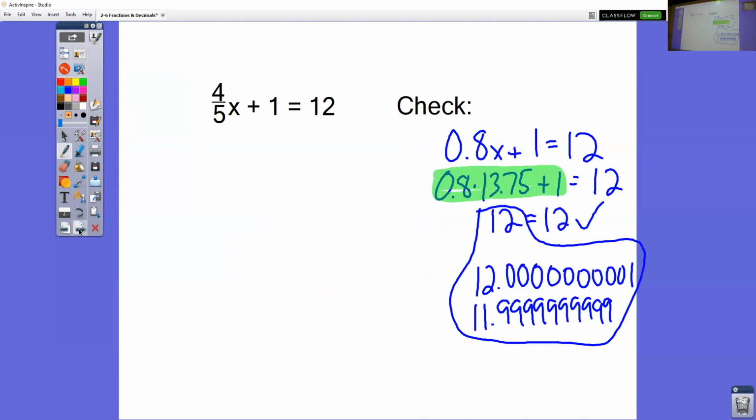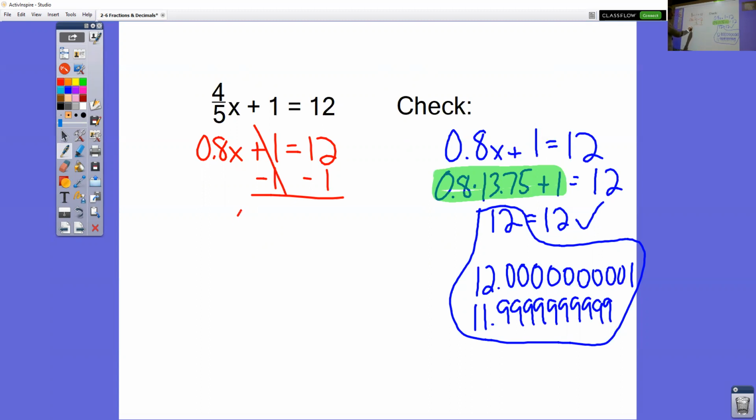So whenever you have a fraction in a question, the very first thing that I would do is change it into a decimal. So I would change this 4/5 into a decimal by doing top divided by bottom. 4 divided by 5 is just 0.8. Bring down everything else that you didn't use yet. So bring down your +1, bring down your equal sign, bring down your 12.